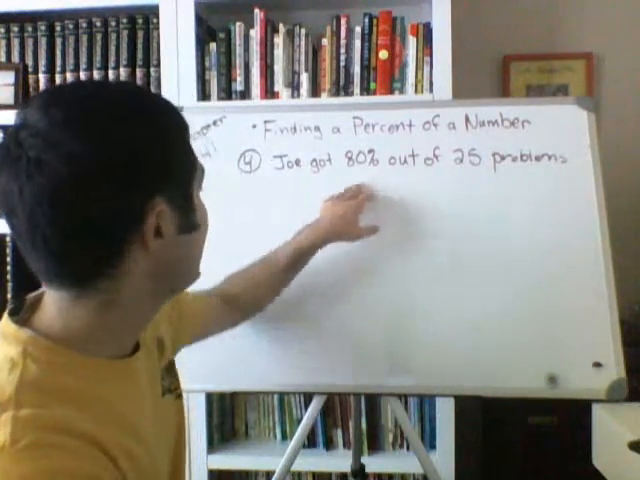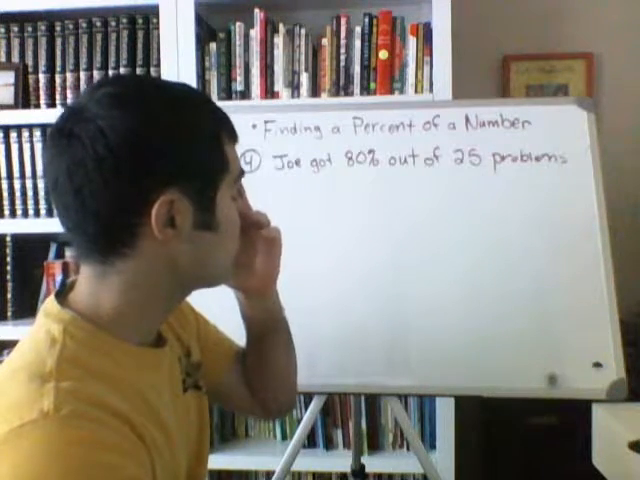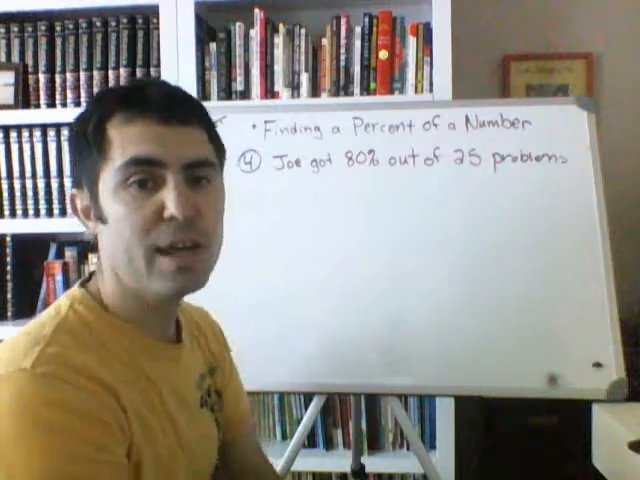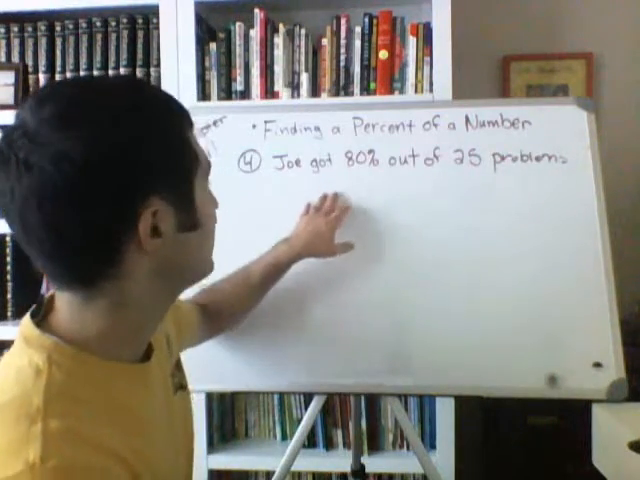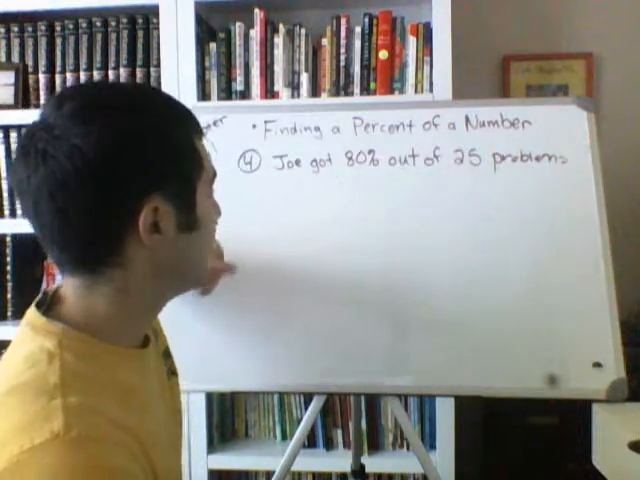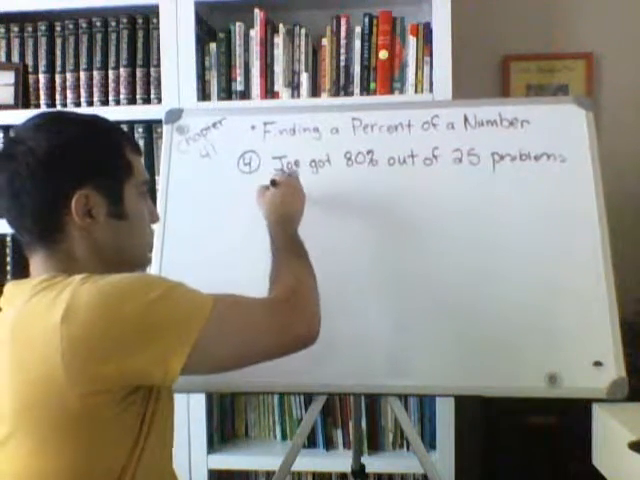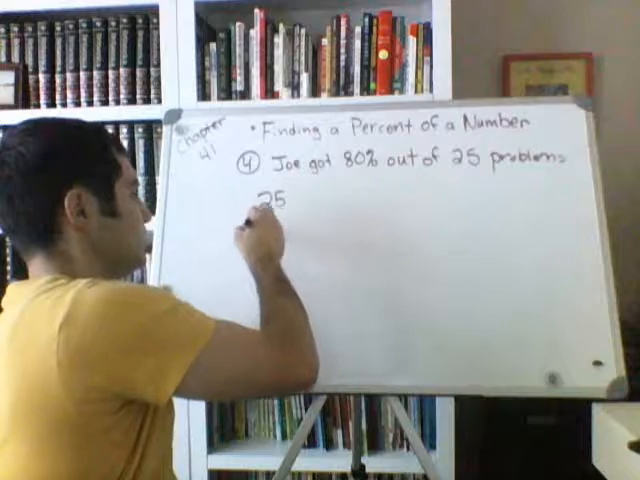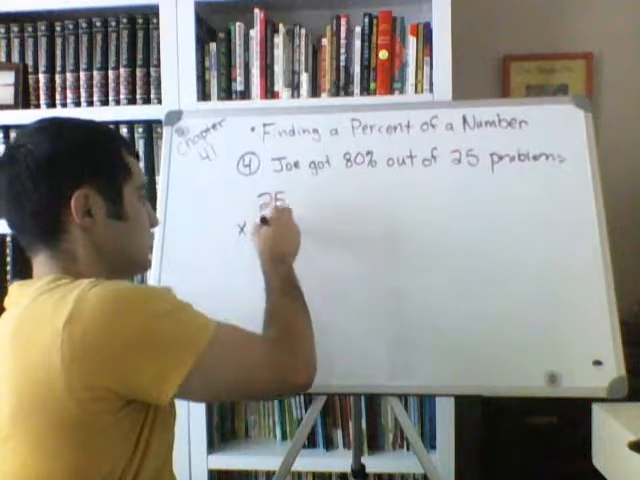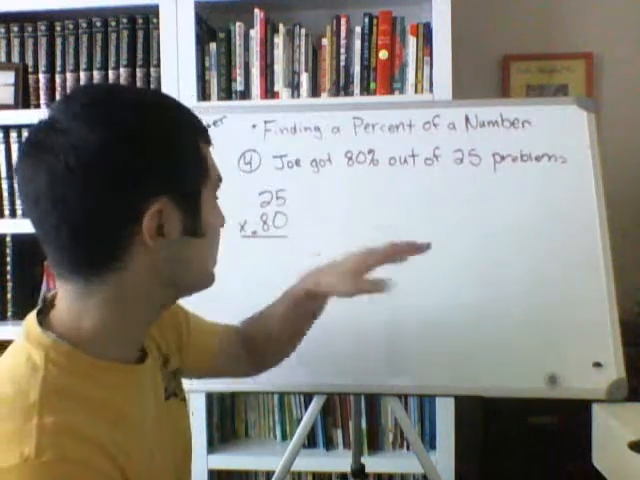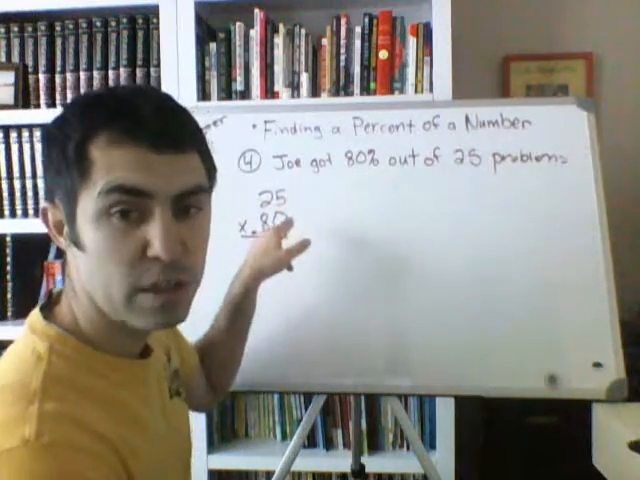So Joe got 80% out of 25 problems correct on a test. So how many problems did he get correct? So what you got to do is you got to take 25 times 80%. There's two different ways to do it. Let's do 25 times 0.80, because remember you got to convert to a decimal. Whenever you're multiplying a percent by a number, you got to change it to a decimal first.